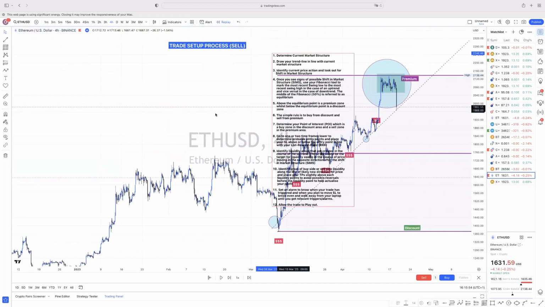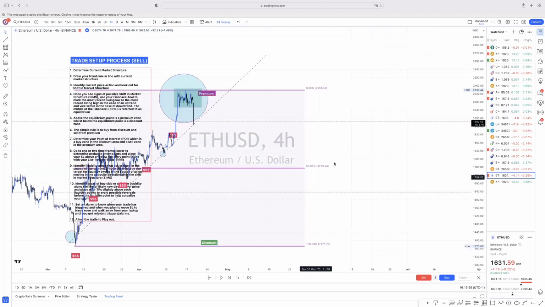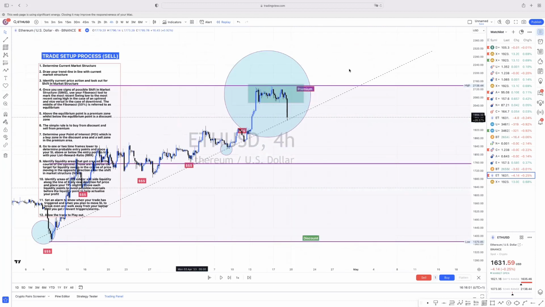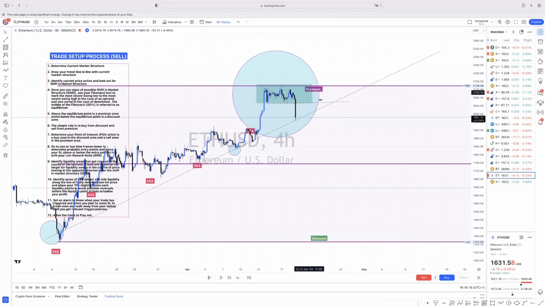So in this time frame now, if I go back to my list, what am I looking for? I'm looking for a shift in market structure. And the first time I've seen a shift in market structure is when this liquidity got taken out. You can see price actually closed below here, which is a very good confirmation for me.